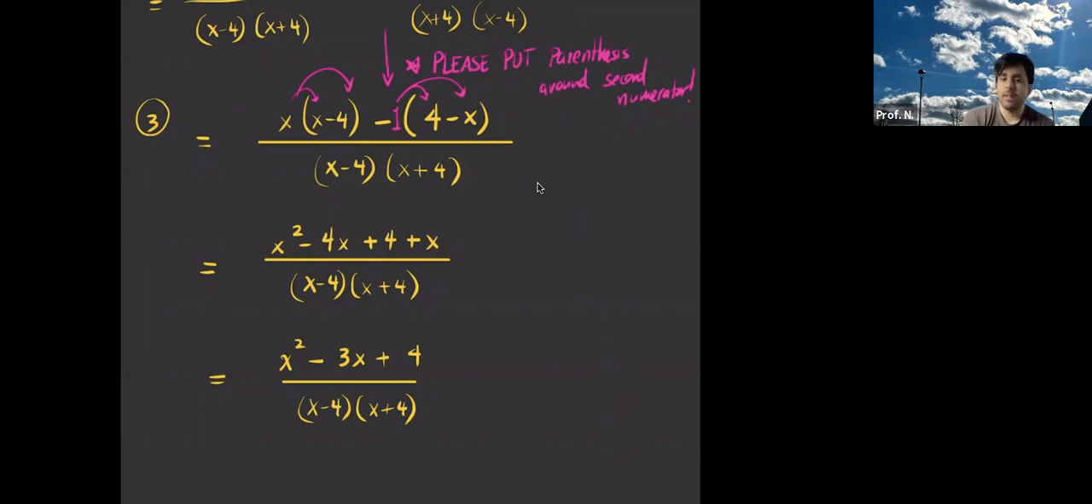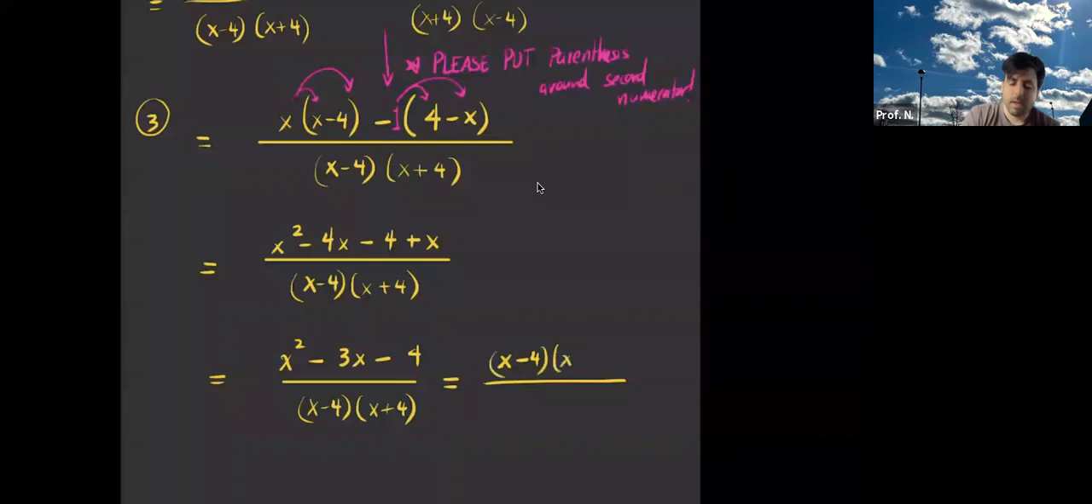And I made a silly mistake myself, guys. I don't know if you noticed, but I literally just told you to distribute the negative, and I did not distribute the negative. Subtract by 4. This should be minus 4, not plus 4, but it should be a positive x. Now, can I factor this? Yes, I can. The other one, I couldn't. So what multiplies to negative 4 but adds to negative 3? It would have to be x minus 4, x plus 1. This is x minus 4. This is x plus 4.